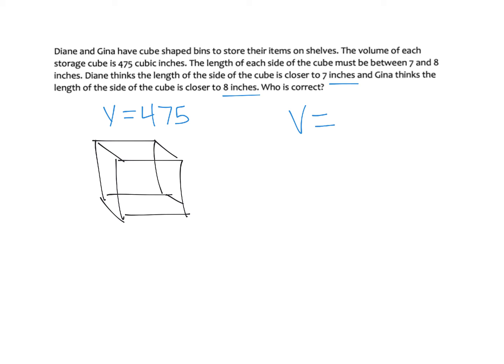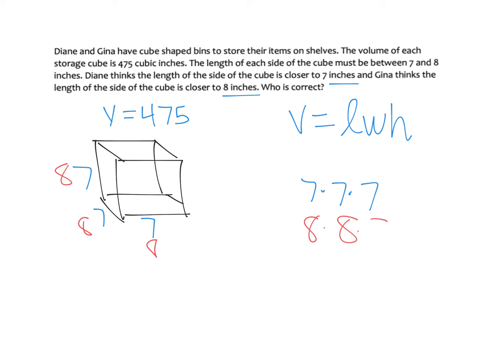The volume of a cube, you do the base, oops, let me erase that. You do the length times the width times the height. So the length times the width times the height. So whatever number they choose, a cube, it all has equal sides too. So if one girl thinks it's 7, you would do 7 times 7 times 7. Okay, the other girl thinks it's 8. Then I would do, okay, 8 times 8 times 8. I want to just see, well, who is closer? Okay, who is correct?